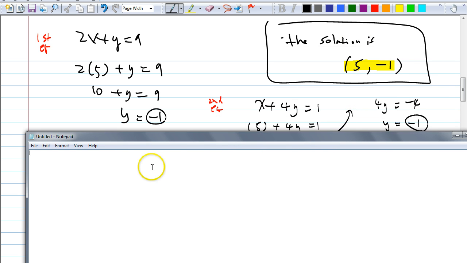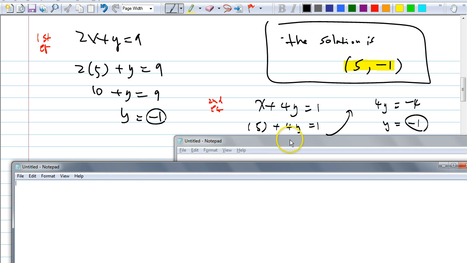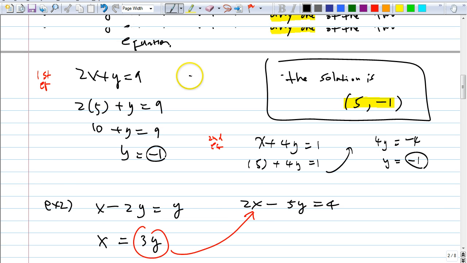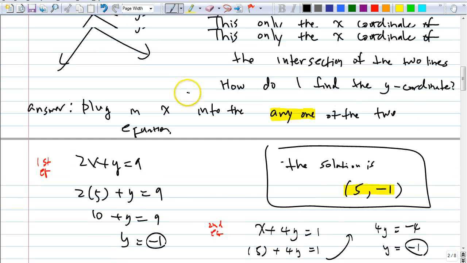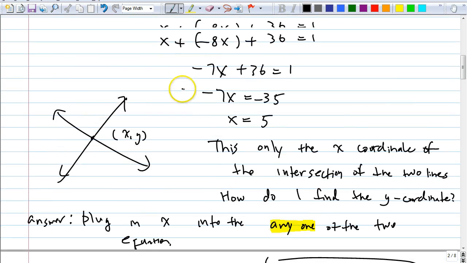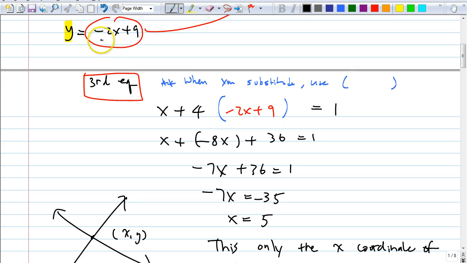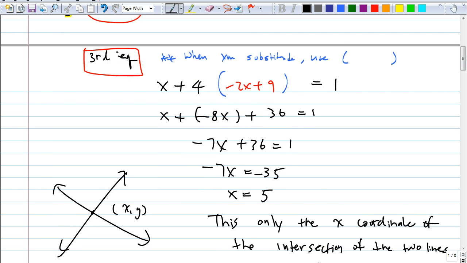So for the second equation, here's the work. You get x plus 4y equals 1. You plug in 5, and then you get y equals negative 1. Right? So it doesn't really matter which one you plug in. By the way, which one was easier to plug in? The first one, kind of, because didn't we already solve for y? So that's what Cameron was trying to say. In the first equation, didn't we solve for y already? So what was y? y was equal to negative 2x plus 9. You plug in, you get the answer right away, but it doesn't really matter. Okay. Do you guys get the idea?